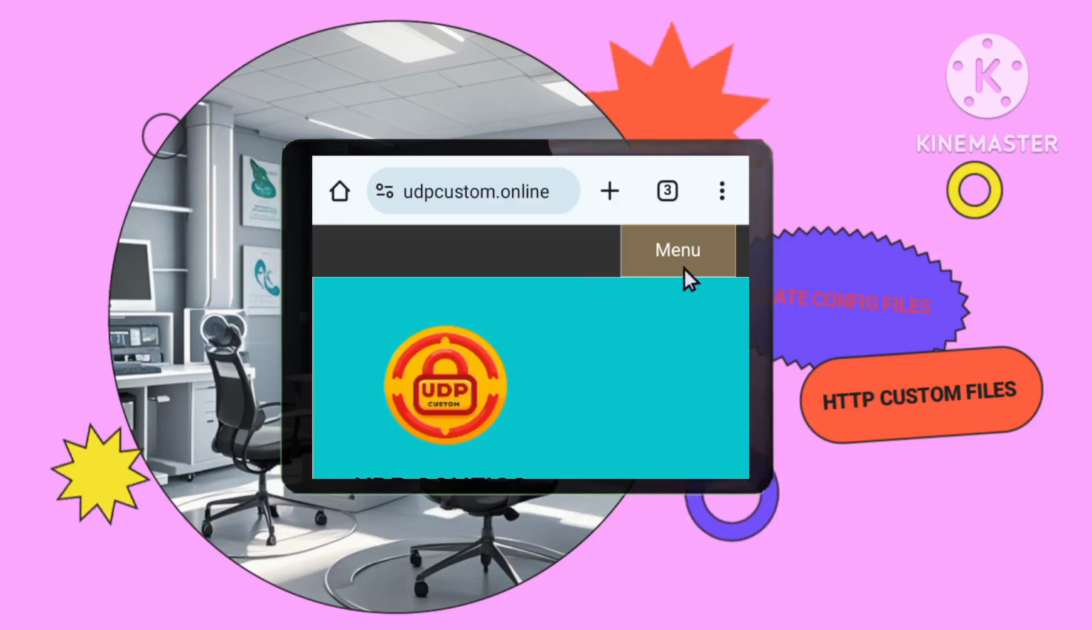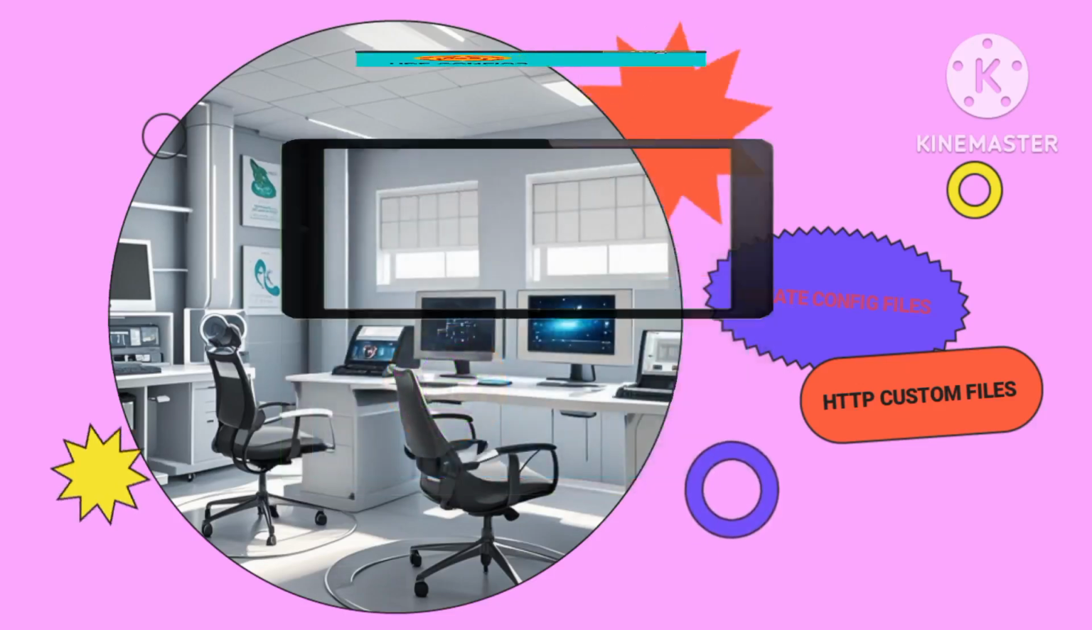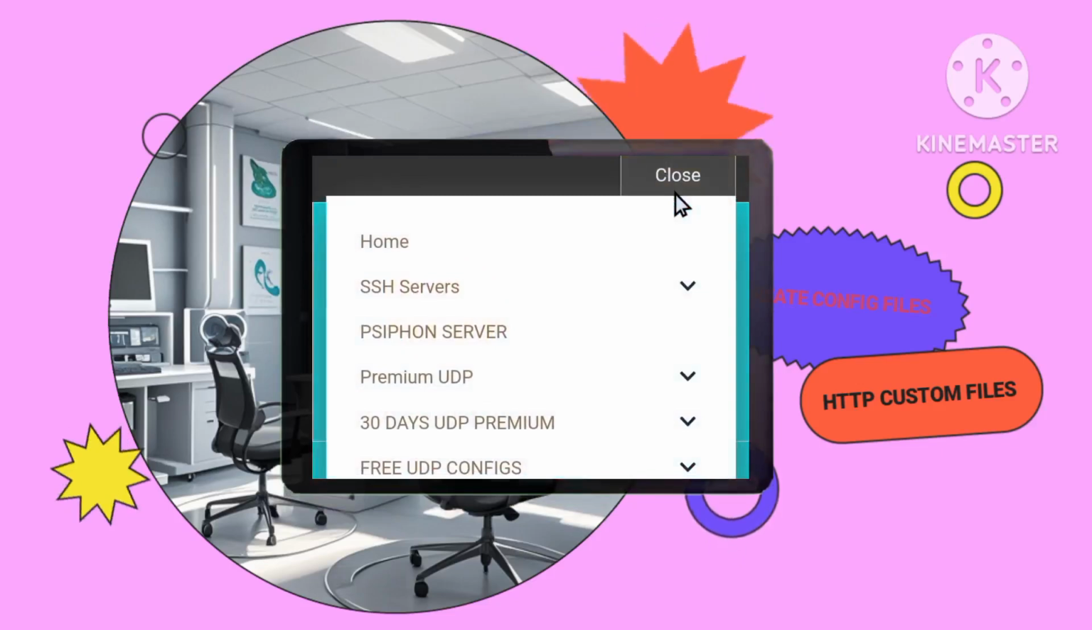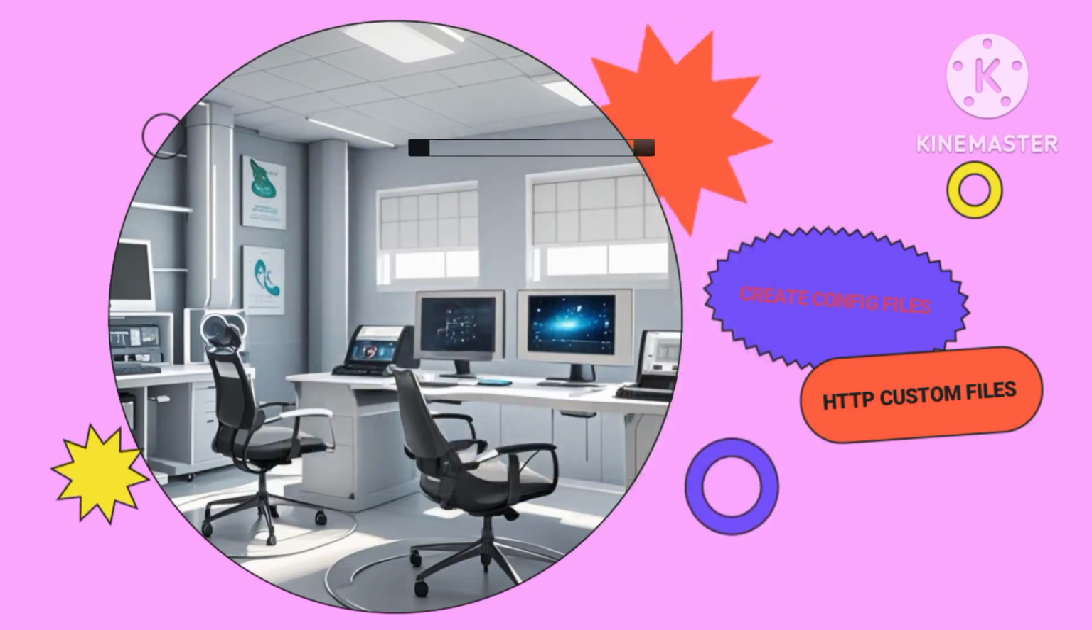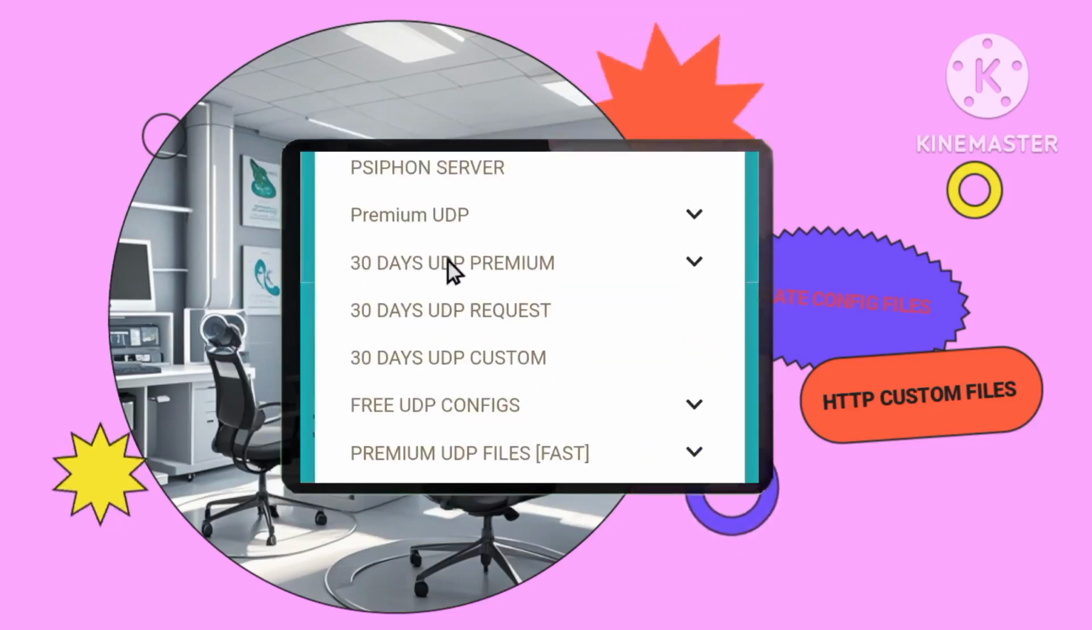3. Navigate to the server options. Look for the menu icon, usually displayed as 3 horizontal lines in the top corner of the web page. Select 30 days premium UDP servers from the dropdown. Choose the 30 days UDP custom servers category.